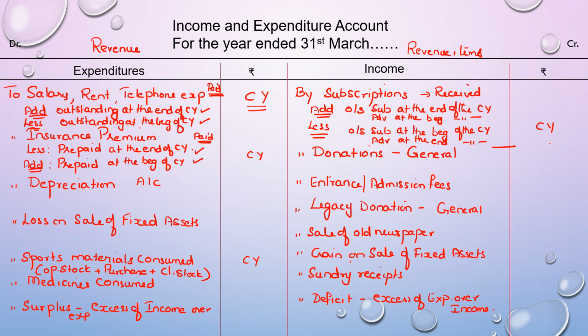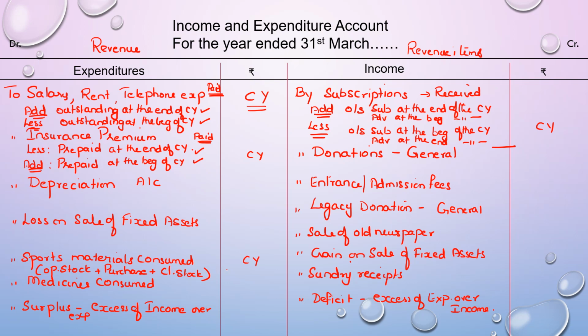ultimately the current year income, the subscription related to the current year. Now, by following this, you are adhering to what is called the matching principle. You are following the accrual basis of accounting in the preparation of the income and expenditure account. So this is how the income and expenditure account shall be prepared.